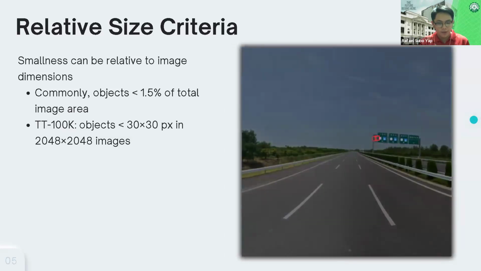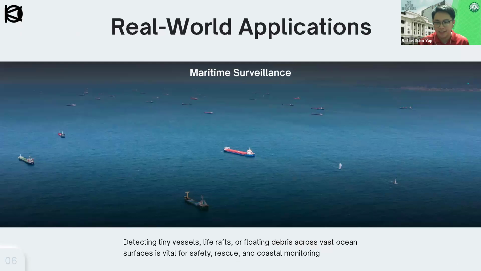Okay, so we see that if it was a good model, it would be able to detect even these very tiny stop signs far away. Now we'll talk about the applications. The first application of small object detection would be something like maritime surveillance. So detecting tiny vessels, life rafts, or floating debris across vast ocean surfaces. These are very critical for safety, search and rescue, and coastal security.